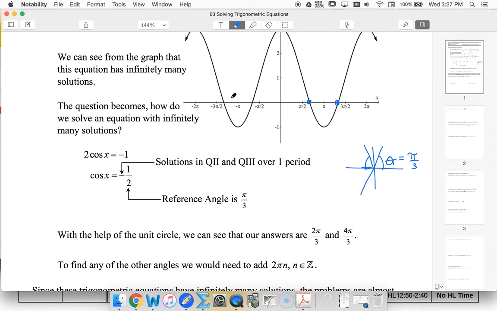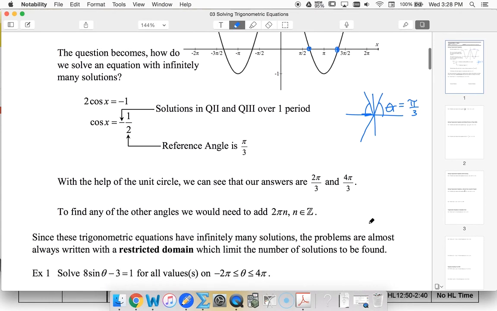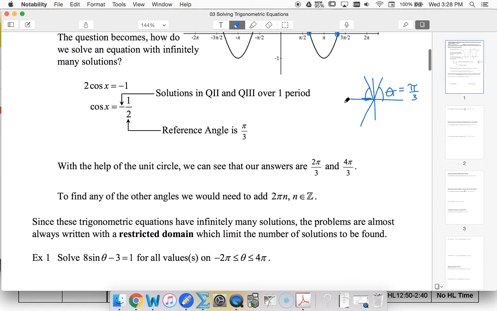Wanting to find any of the other values, I'm just going to add multiples of 2 pi. So from here to this one, that's going to be my 2 pi over 3 minus 2 pi, or my 4 pi over 3 minus 2 pi would take me here. So I can just add or subtract multiples of 2 pi once I have my 2 different quadrant angles.